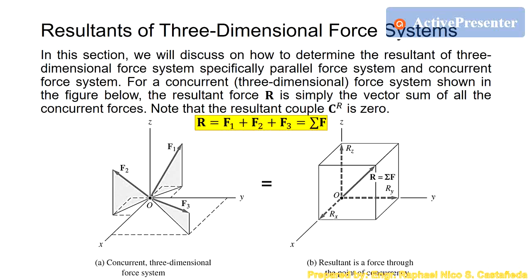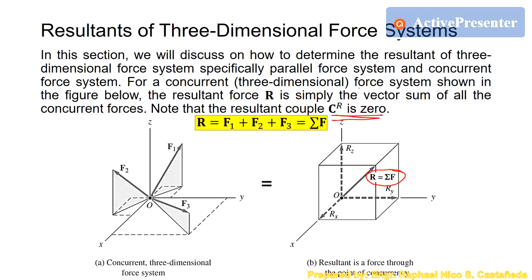A concurrent three-dimensional force system is a type of force system where all the forces intersect at a common point in a three-dimensional system, or XYZ axis. An example is in the figure below. We have forces in three dimensions intersecting at a common point, point O. If you want to get the resultant, or the simplest form of this system, which is composed of a single force only, there will be no couple resultant.